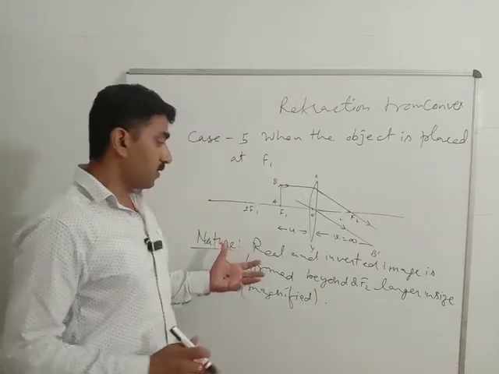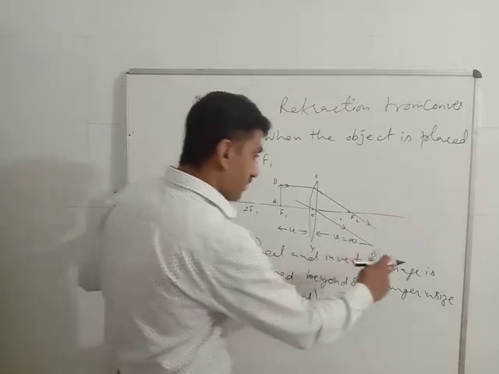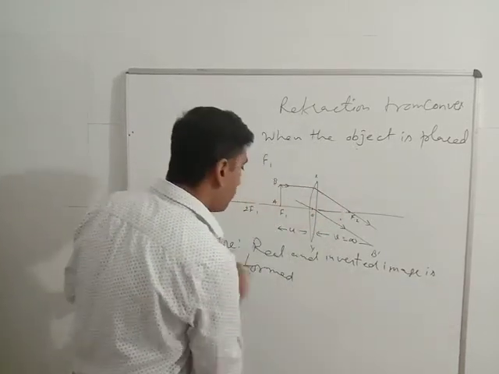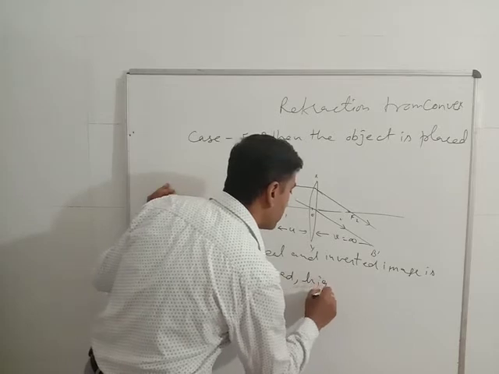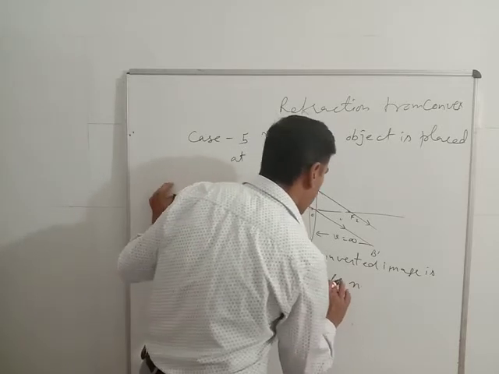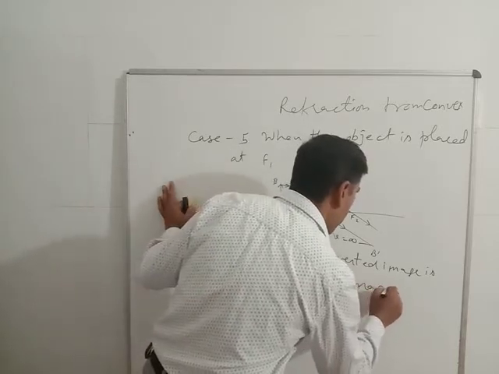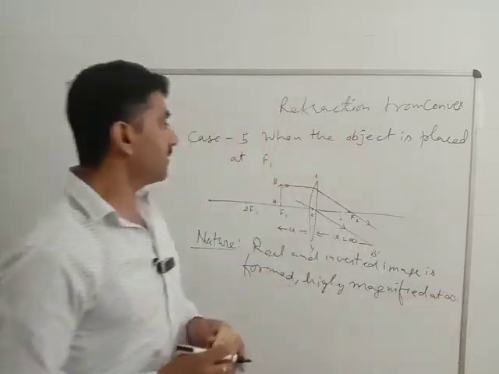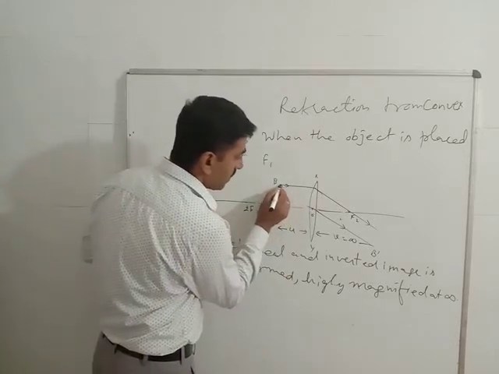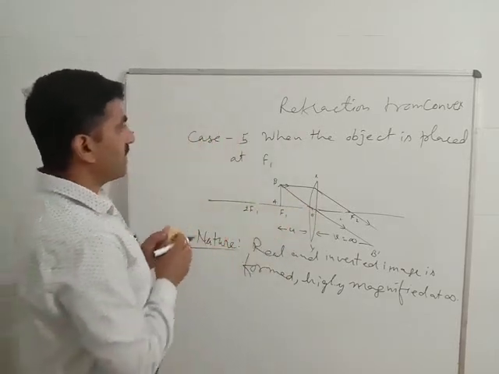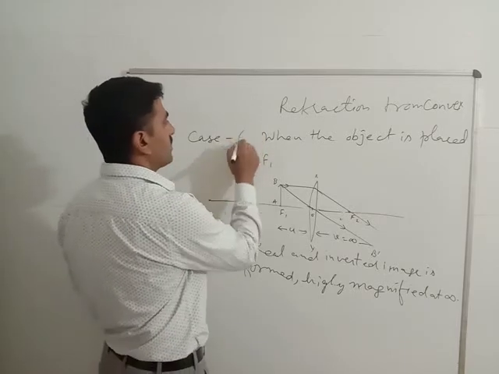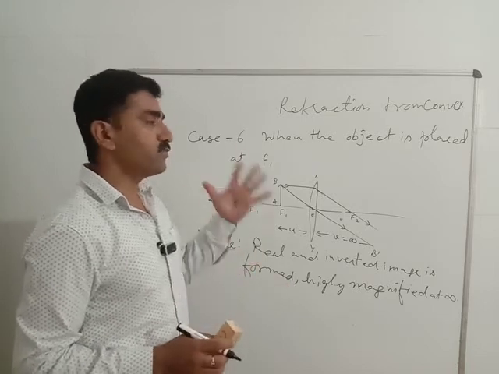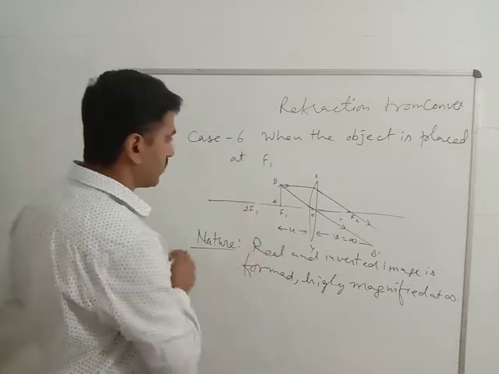So the image nature: a real and inverted image is formed, highly magnified, at infinity. So this is the way how we are making it. Only one case is left, that is your case number 6. That is the unique case, where a virtual and direct type of image is formed, not real and inverted. The first 5 cases are real and inverted, the last case is virtual and direct.